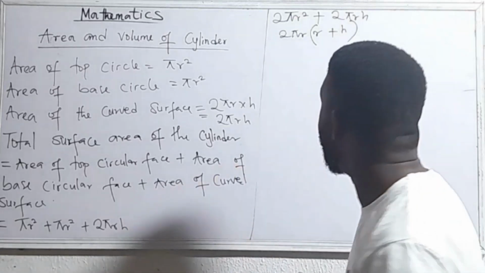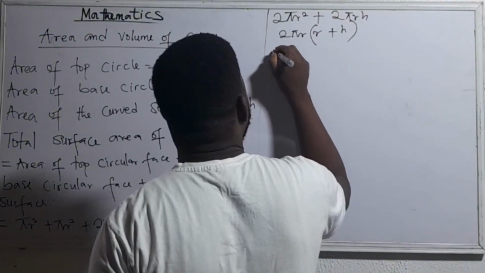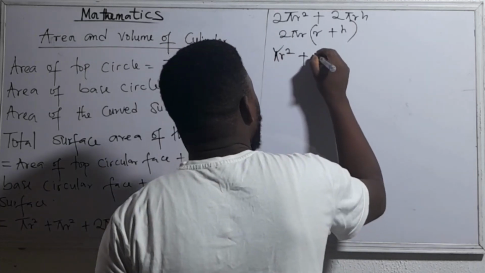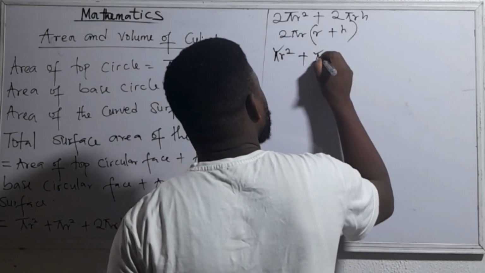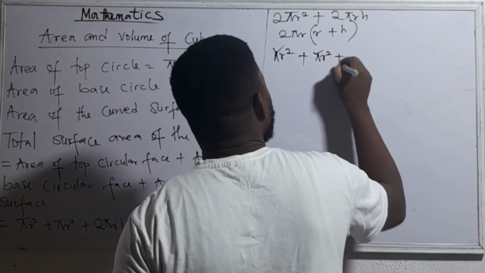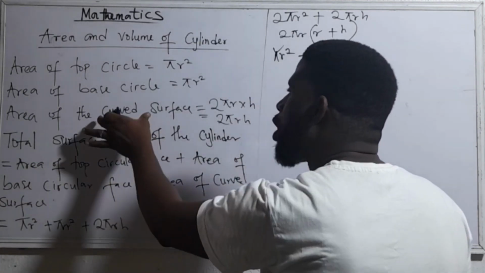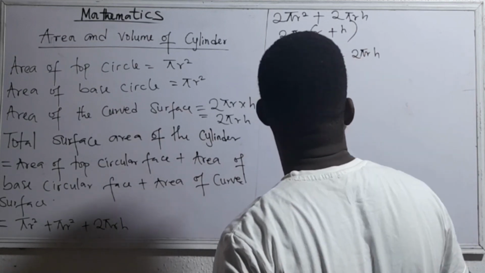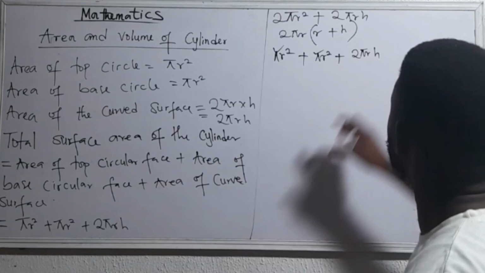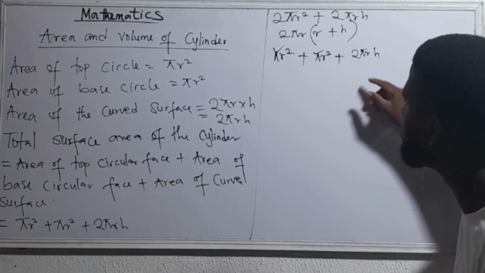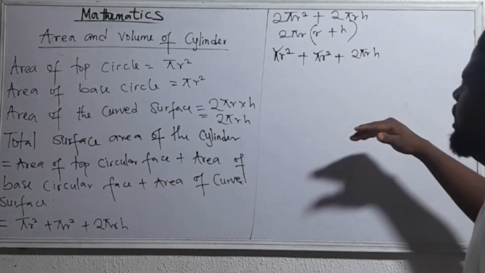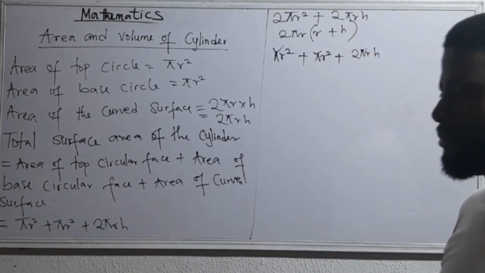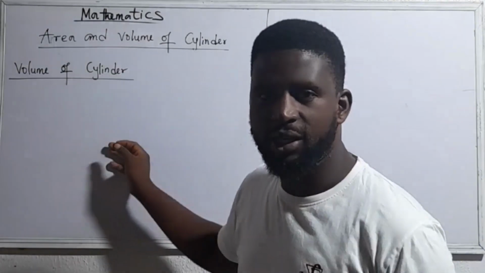So you can just go ahead, find the area of the top circular face, pi r squared, add it to the area of the base circular face, pi r squared, then add it to the area of the curved surface, which is what? 2 pi r h. Right? So if you do it separately like this and sum them up, it is still the same thing as solving this way. Now look at the volume of a cylinder.